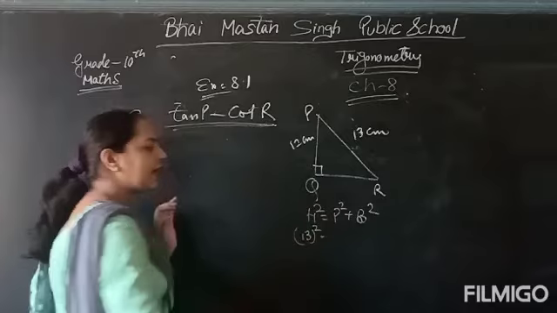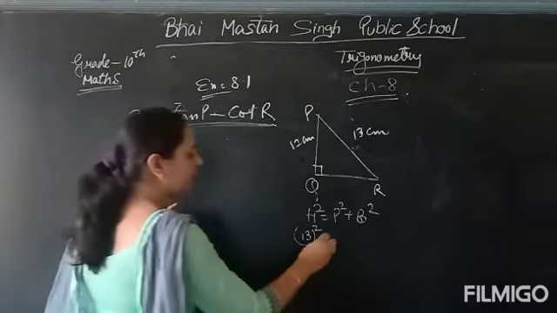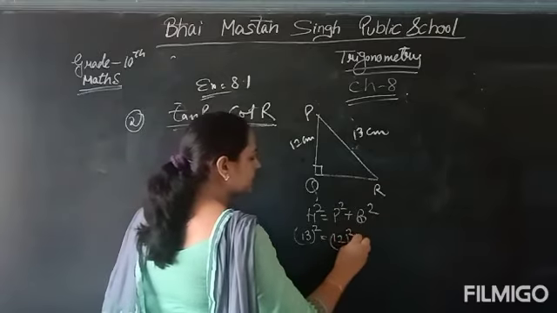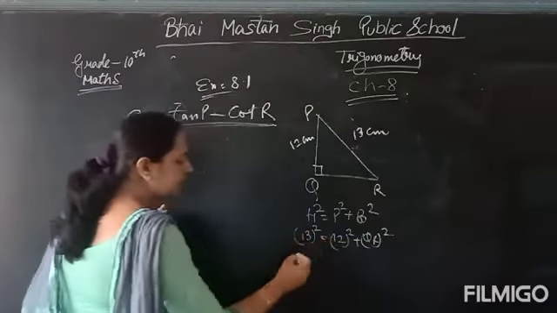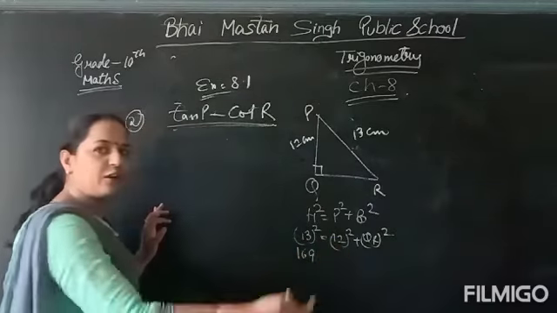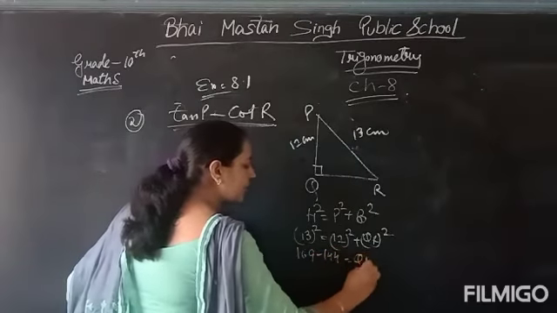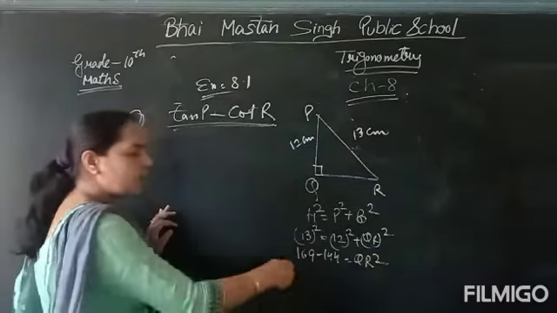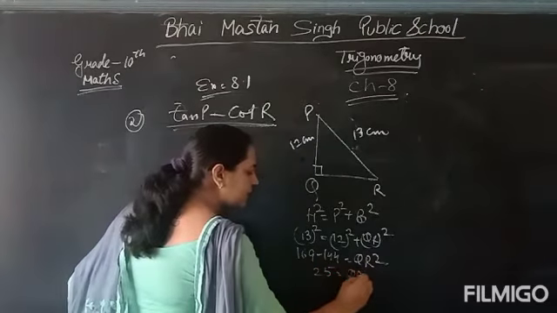I already told that in Pythagoras, no confusion in P and B. You can put the value as it is. B is QR square. So 13 square is 169. 12 square is 144. When 144 comes on this side, it becomes negative sign, QR square.